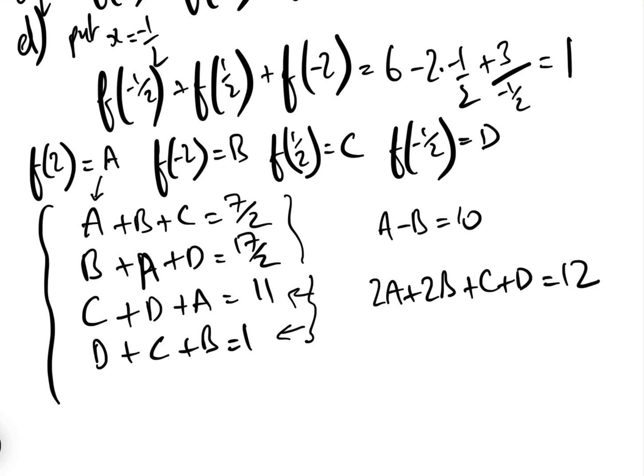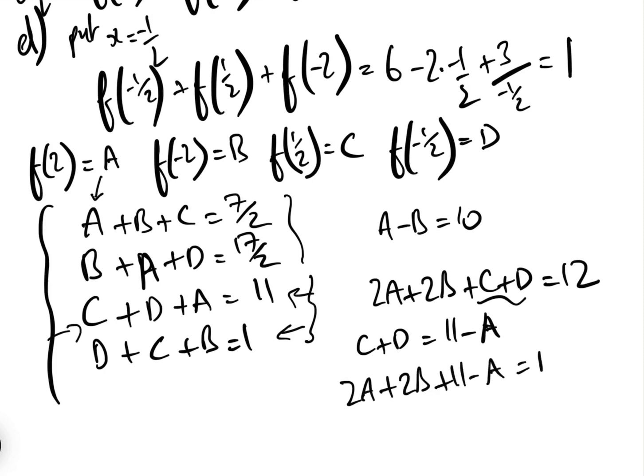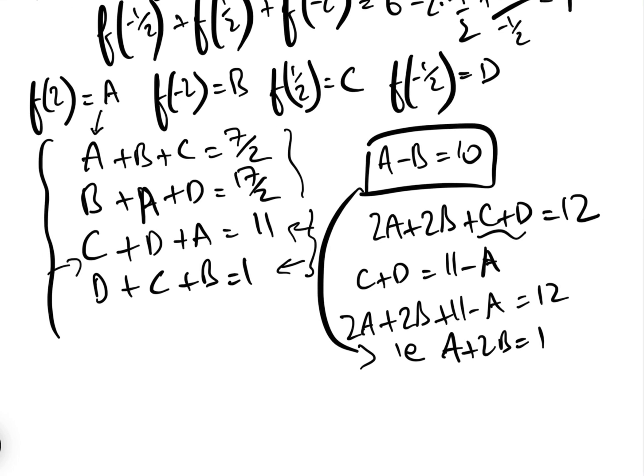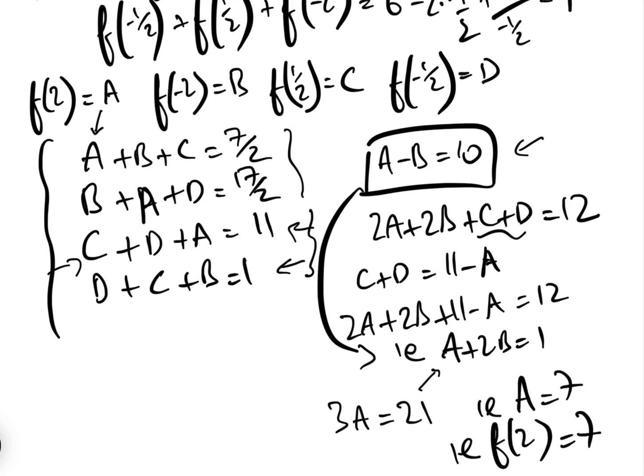And then if we look at this equation here, we get that C add D equals 11 minus A, and then stick that in there, we get 2A add 2B add 11 minus A equals 12, i.e. A add 2B equals 1, and we know that A minus B equals 10. From those two we can just do 2 times this one, add this one, and that gives us that 3A equals 21, i.e. A equals 7, i.e. f of 2 equals 7.